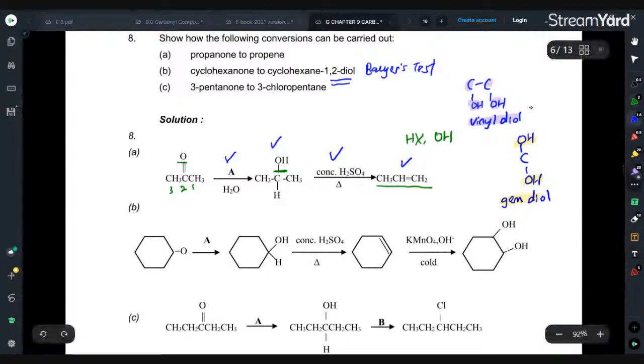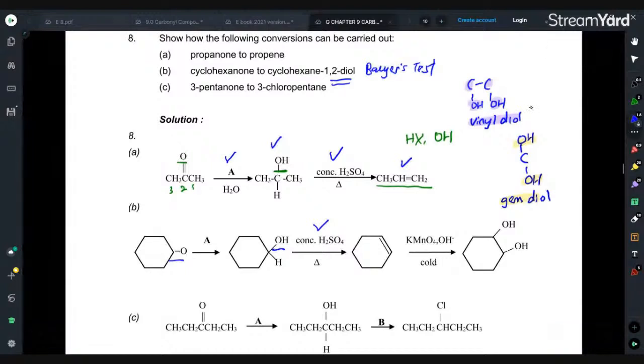Now, Baeyer means it must be from an alkene. So if the alcohol comes from an alkene, it must come from an alcohol. How? Reduce the ketone to a secondary alcohol, then use strong sulfuric acid with heat, and it will form an alkene. The alkene undergoes electrophilic addition, or the Baeyer test, with hydroxide.